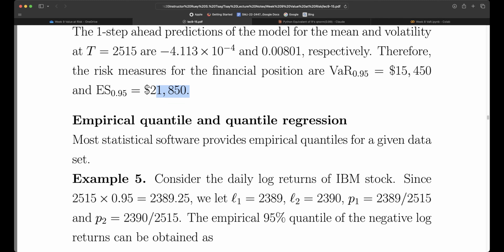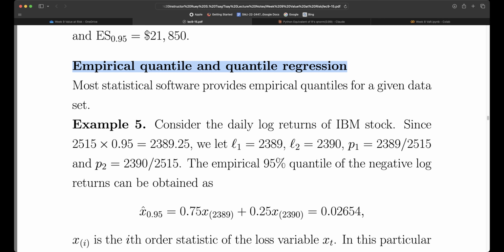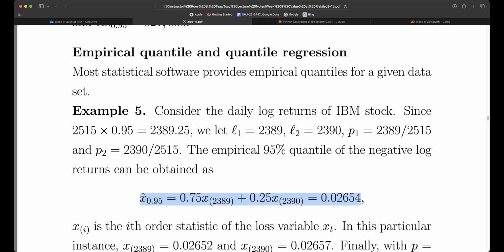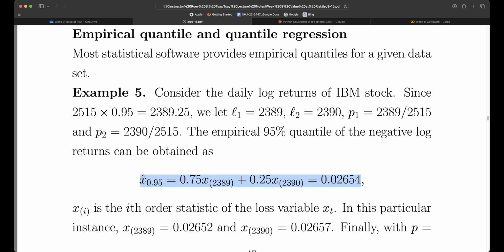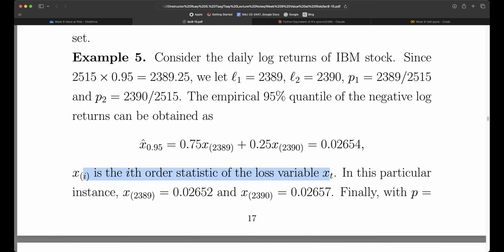Next, we can use empirical quantile and quantile regression. Most statistical software provides empirical quantiles for a given data set. Consider the daily log return of IBM stock. The empirical 90% quantile of the negative log return can be obtained as something like this. We have historical data, so we can check the 95% quantile. This is an order statistic, called the order statistic of the loss variable. In this particular instance, x is this one and this one.